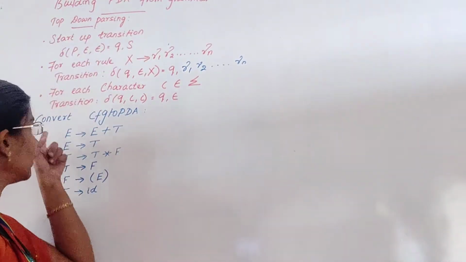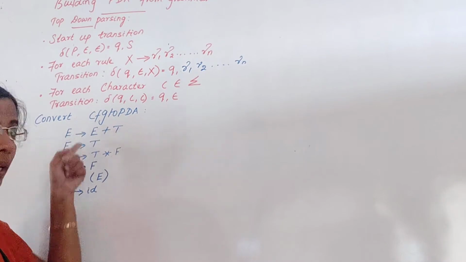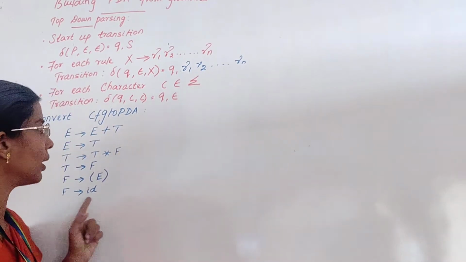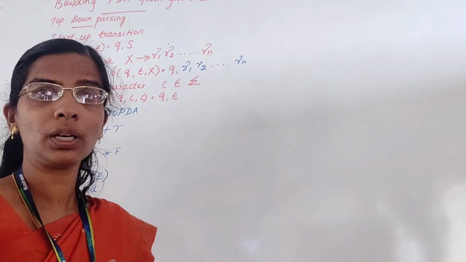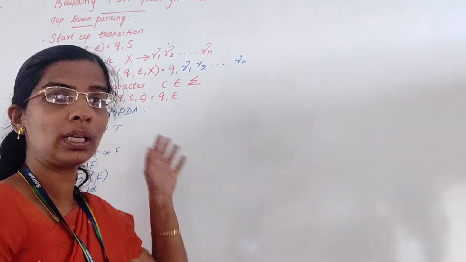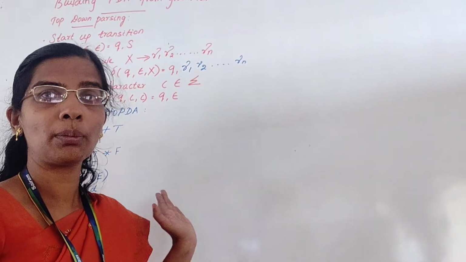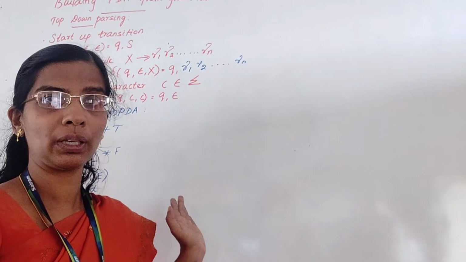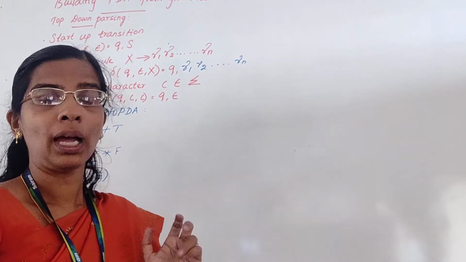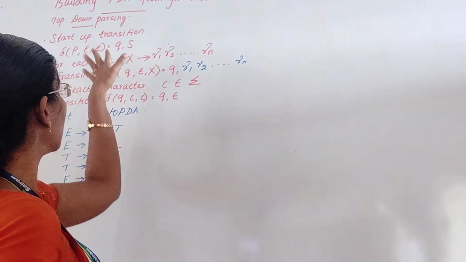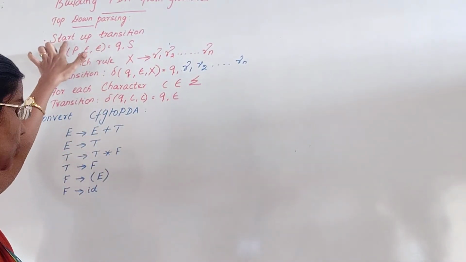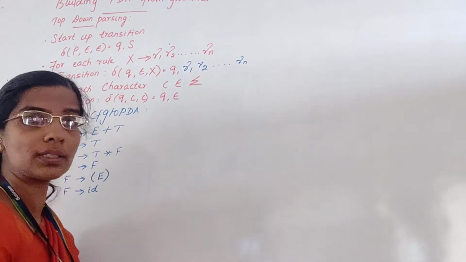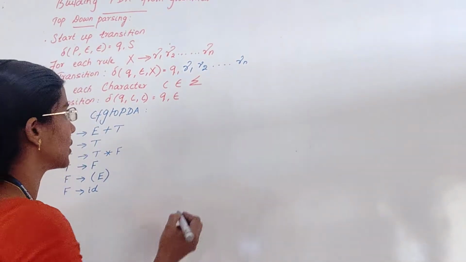The question is given: convert CFG to PDA. This is my question, and we use this algorithm. First we can discuss the top-down approach. So using the top-down approach algorithm, I am going to build a PDA from the given context-free grammar. As mentioned in the algorithm, first I am supposed to write my startup transition.